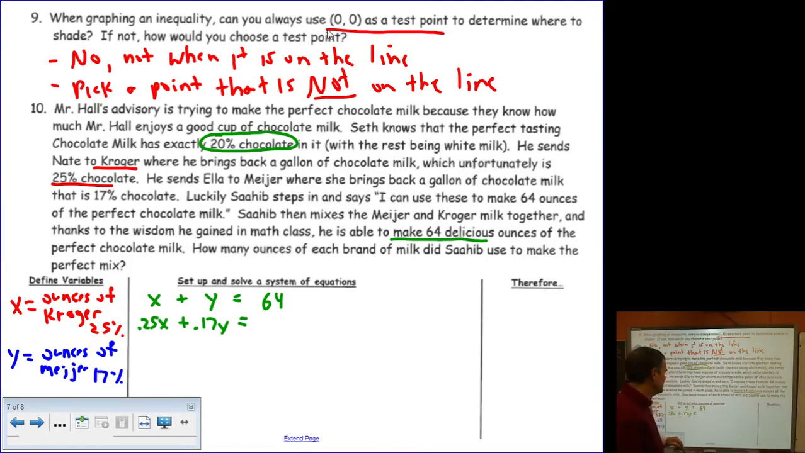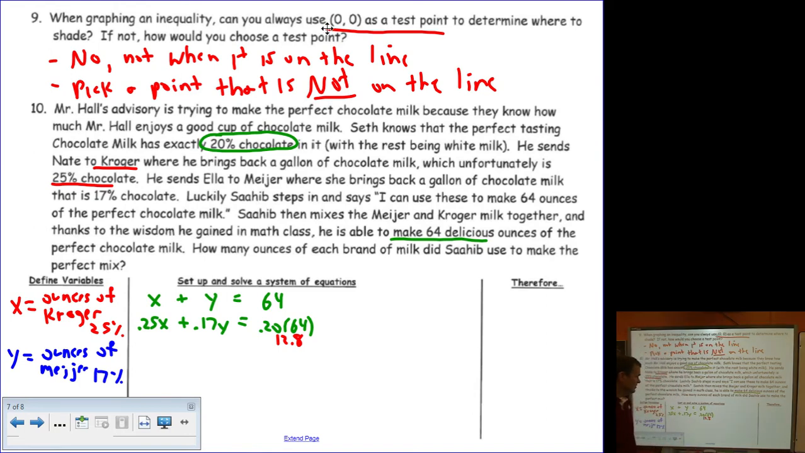And in my mixture, it is 20%. So I'm going to multiply 20% times 64, and that would be the amount of chocolate in the 64 ounces of the mixture. And that's my two equations. And I could have gone ahead and multiplied the 0.20 times 64. I think that works out to be 12.8.